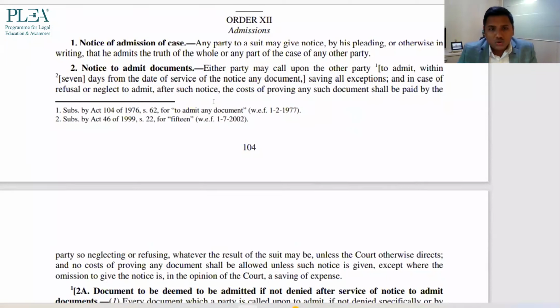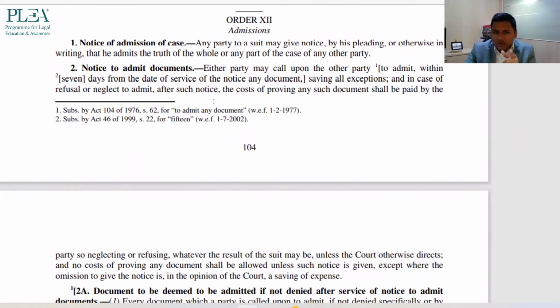See what the first rule of Order 12 says. Notice of admission of case. Any party to a suit may give notice by his pleading or otherwise in writing that he admits the truth of the whole or any part of the case of any other party. So here, the plaintiff or the defendant is required to give notice to the other side that, see, a particular document, I believe you must admit it before the court because you have no business in disputing it. And if you believe so, then you please come to the court and accept it. Tell the court that I accept it.